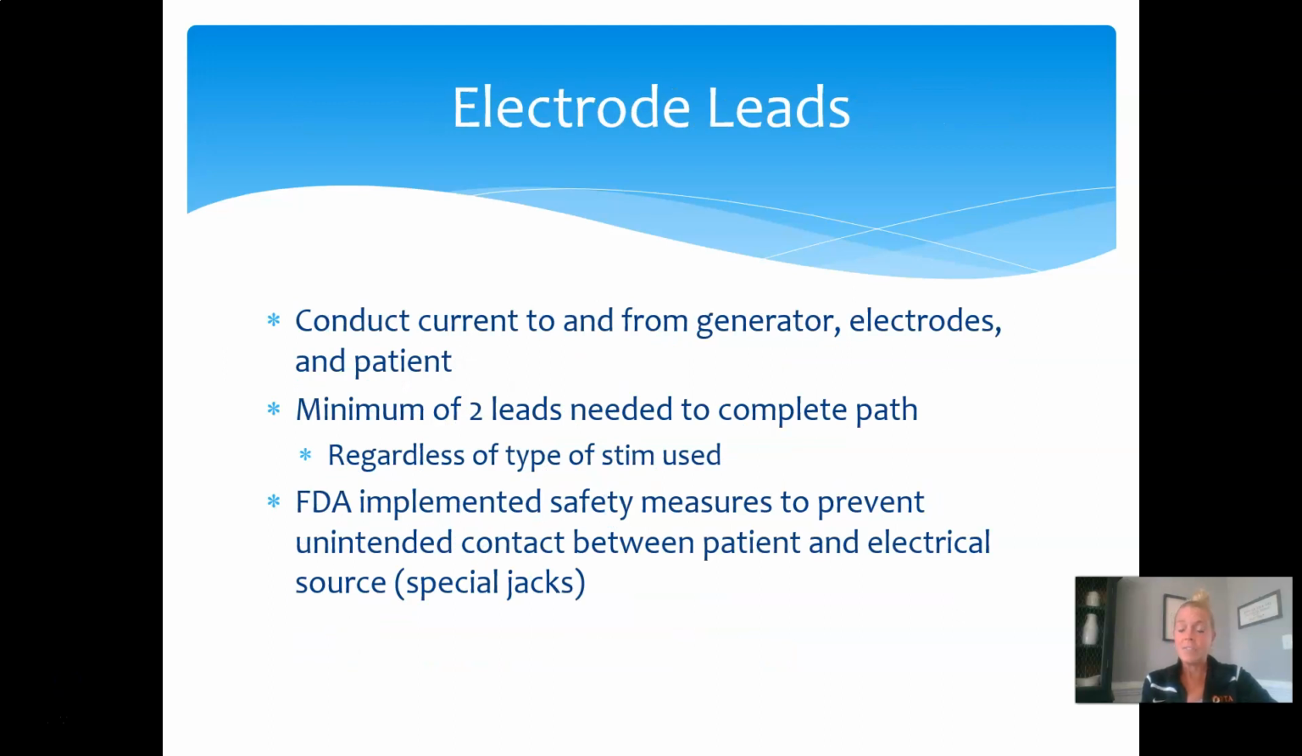So the electrode leads, those are the wires that go from the generator to the electrodes that are going to be attached to the patient. We need a minimum of 2 leads to complete the path. So regardless of the type of E-stim we use, regardless of the setup, know that 2 leads. We need 2 electrodes at a minimum attached to a person in order to get the electricity to flow.